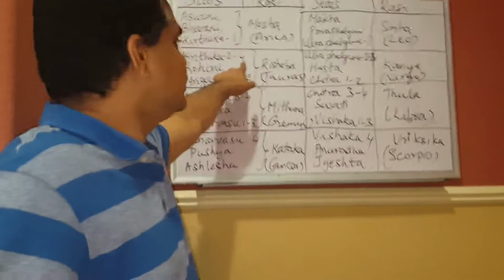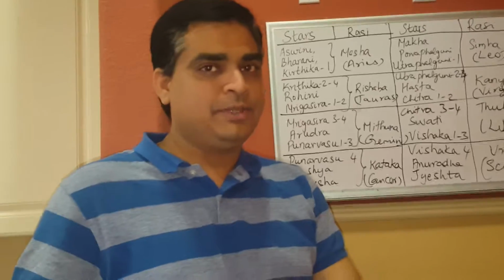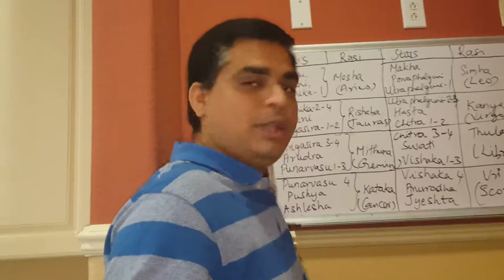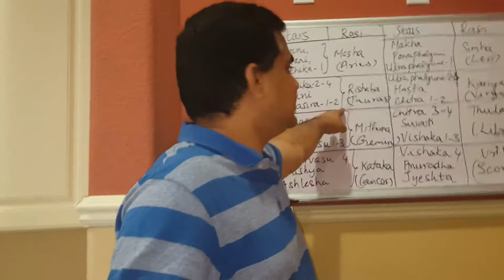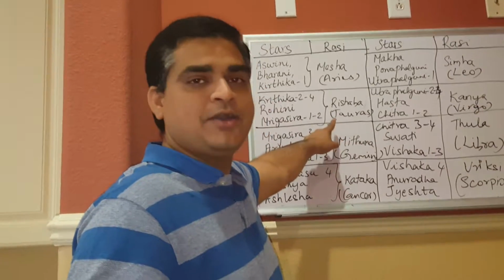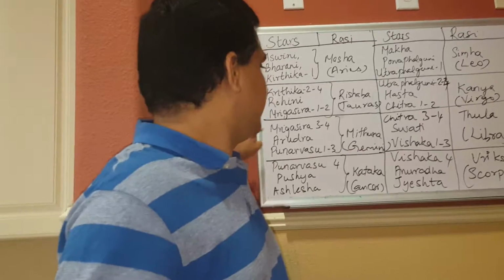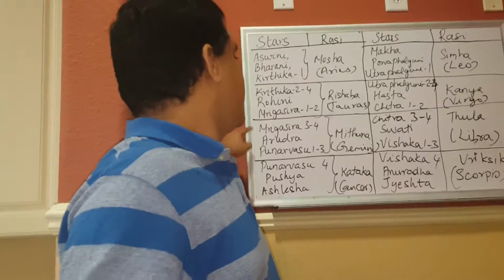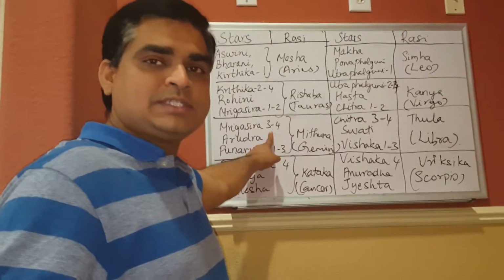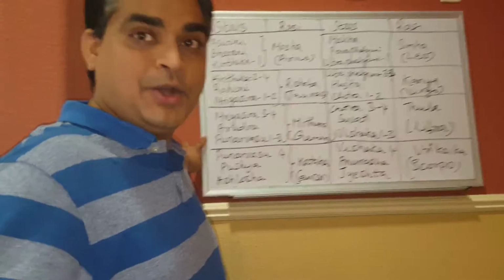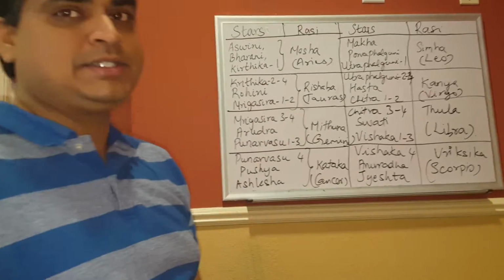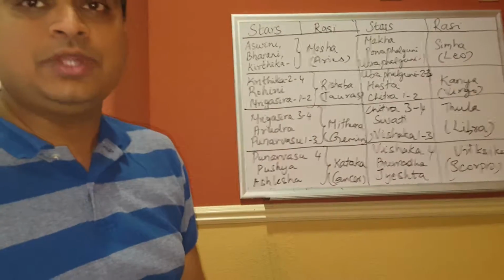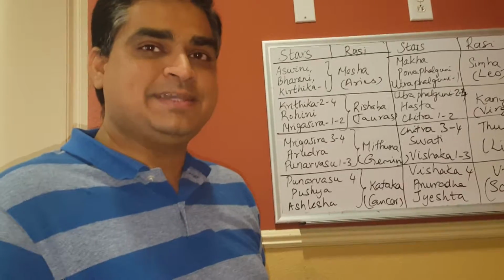Kritika, I have written 2 to 4. That means from the second quarter all the way to the fourth quarter of Kritika, the whole of Rohini star and half of Mrigasira, that is quarter 1 and quarter 2 of Mrigasira, fall under the second zodiac sign, which is called Rishabha or Taurus. Let's hop on to the third one. Mrigasira quarters 3 and 4, the whole star of Arudra, and Punarvasu quarters 1, 2 and 3 fall under Mithuna. The English equivalent for that is Gemini.